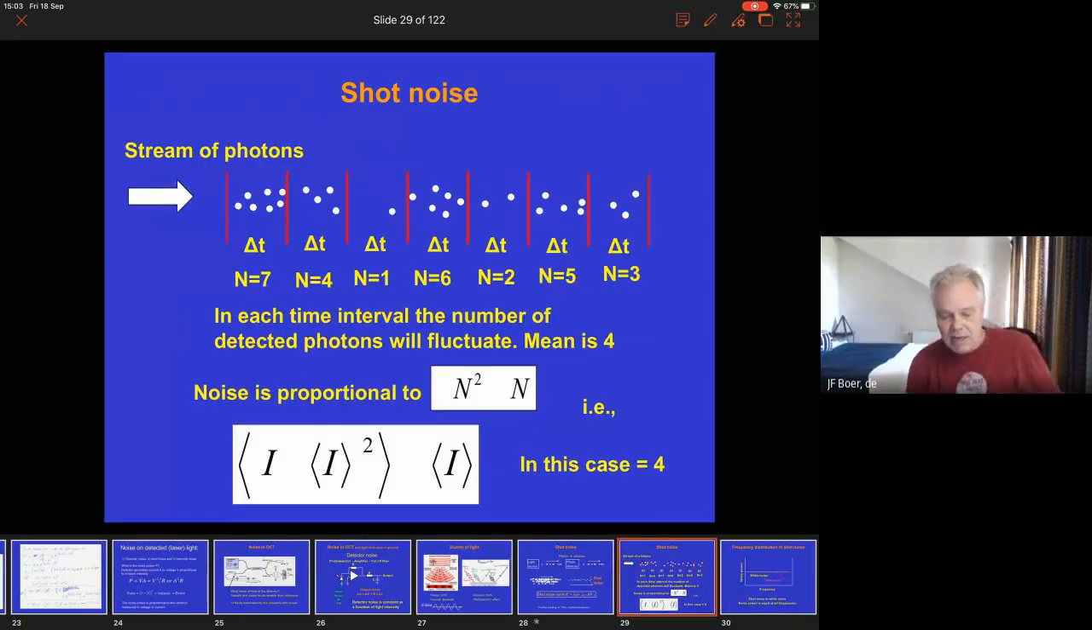So let's take another look at this stream of photons and the noise that it generates. What I've drawn here is 1, 2, 3, 4, 5, 6, 7 blocks, and the average number of photons in each block is 4. But what I've shown you is the actual number of photons in each block: the first block is 7, then 4, then 1, then 6, then 2, 5, 3. So for each time block, we can calculate.